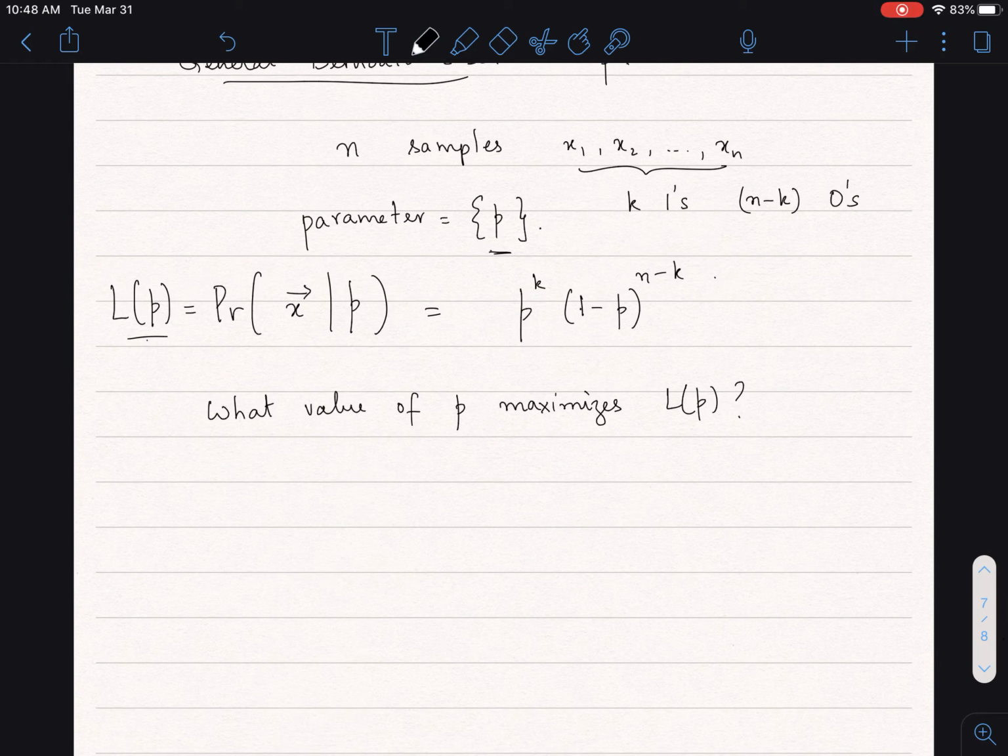Now, how do you find it? Note that I'm treating k and n as known values, and p is the only unknown. So if I were to ask you how to maximize this function, there's only one way to do it, which is by using calculus. How do you maximize a function? You use calculus ideas: you set the derivative equal to 0.